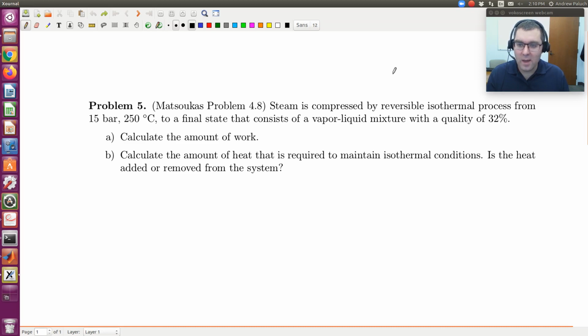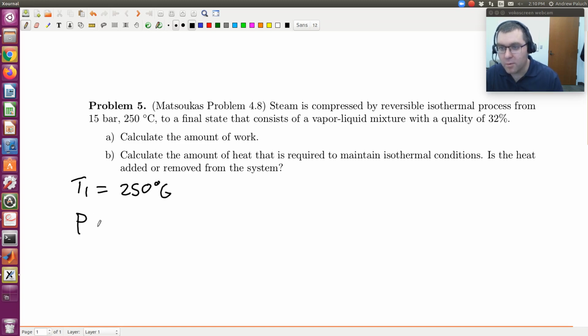And is the heat added or removed from the system? So it'll just be a matter of determining the sign. So let's do it all at one time. Okay. So let's see. We have some initial state in which my initial temperature is 250 degrees C, and my initial pressure is 15 bars.